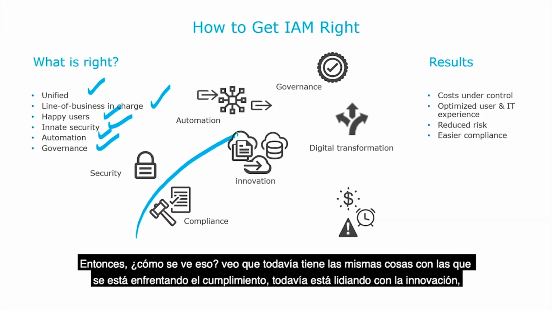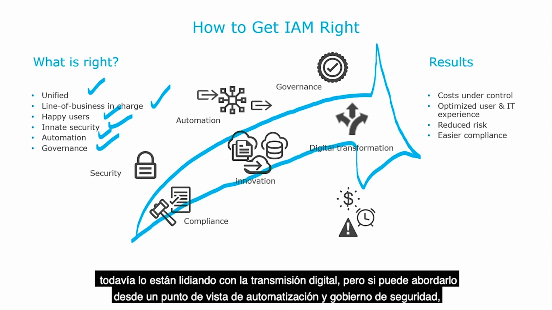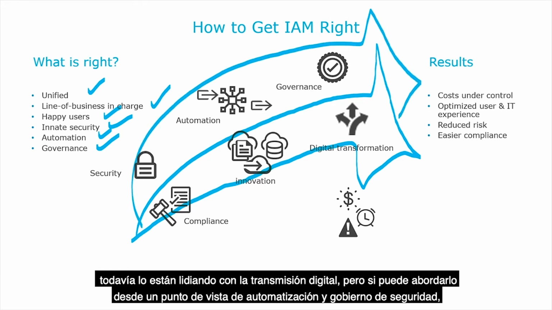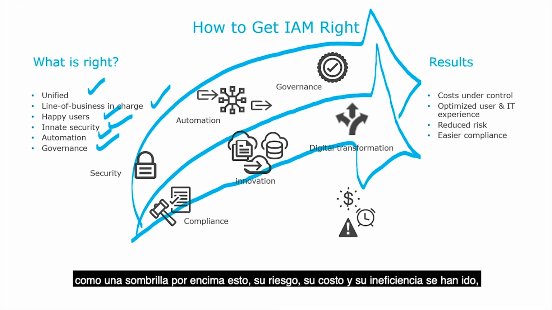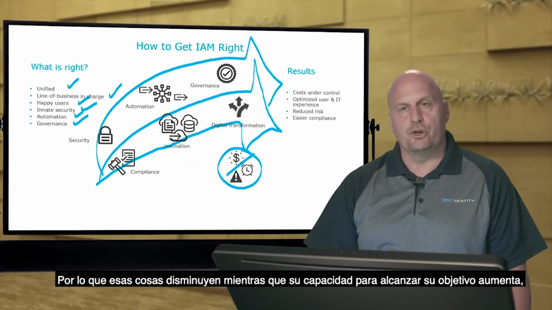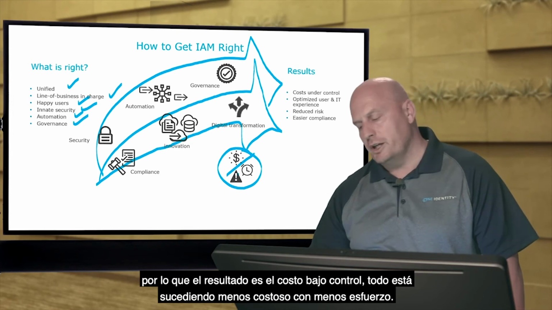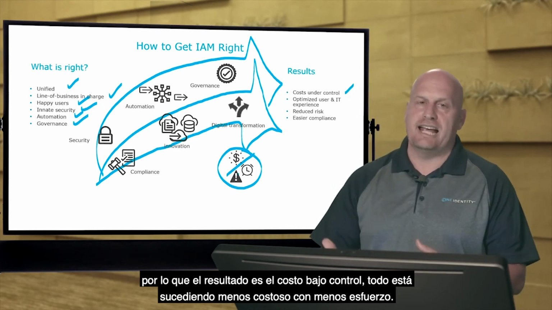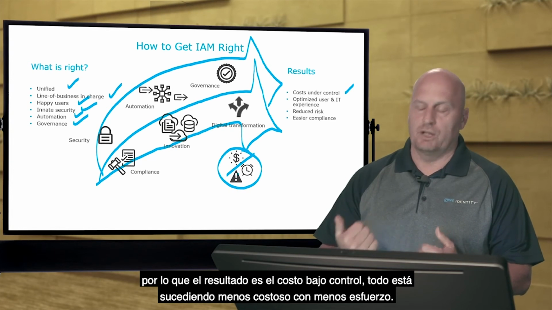So you still have the same things. You're still dealing with compliance, you're still dealing with innovation, you're still dealing with your digital transformation. But if you can approach it from a security, automation, and governance standpoint, kind of as an umbrella on top of those things, then your risk, your cost, and your inefficiency have gone away. So those things go down while your ability to reach your objectives goes up. So the result is costs are under control. Everything is happening less expensively with less effort.